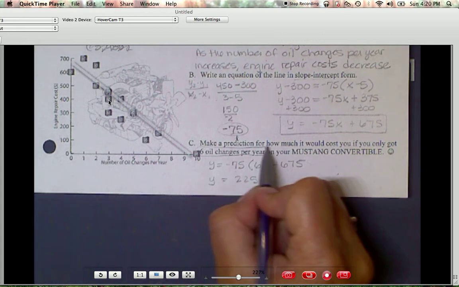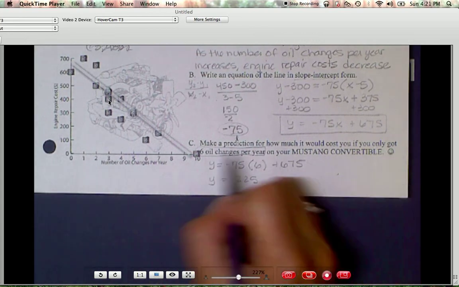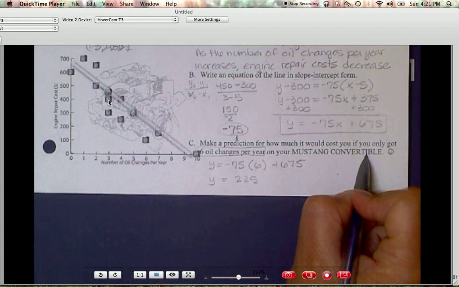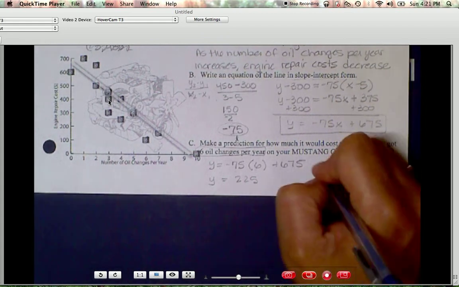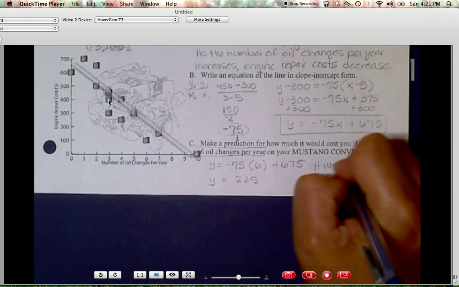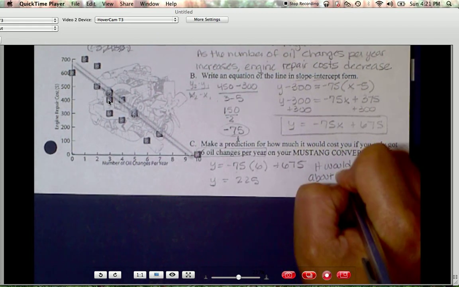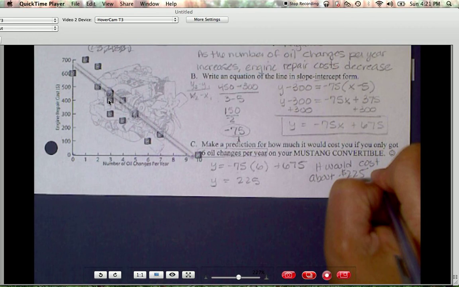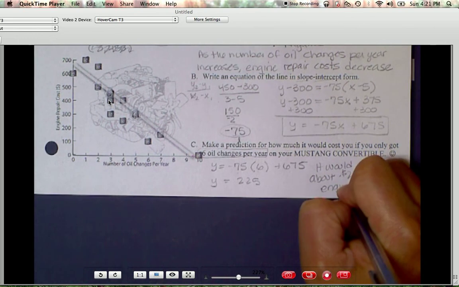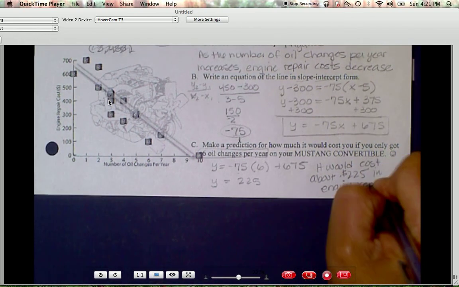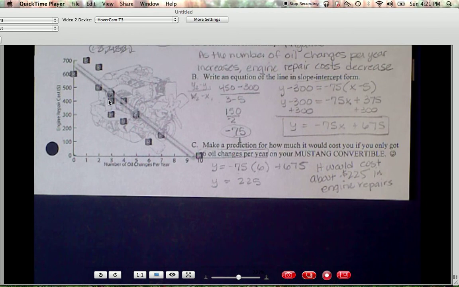So make a prediction of how much it would cost you if you only got 6 oil changes per year on your Mustang convertible. It would cost about $225 in engine repairs. Okay? And so this is the only thing we're adding here.